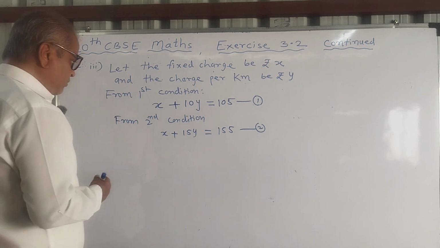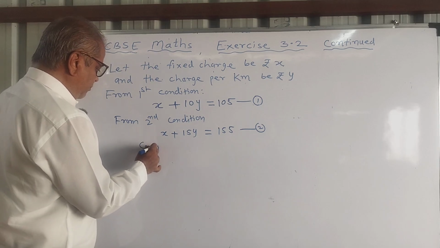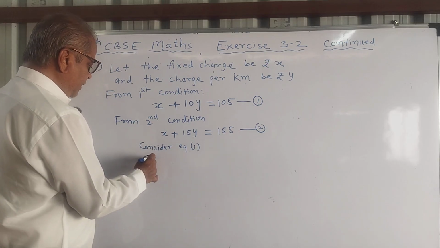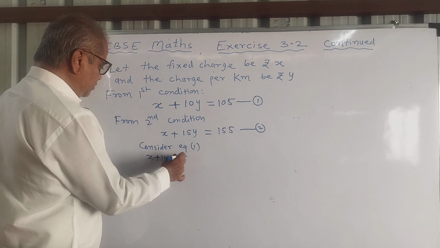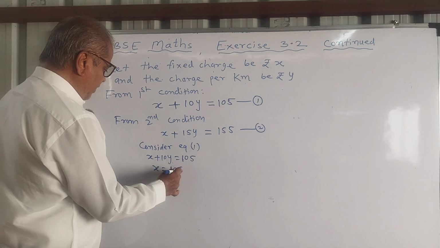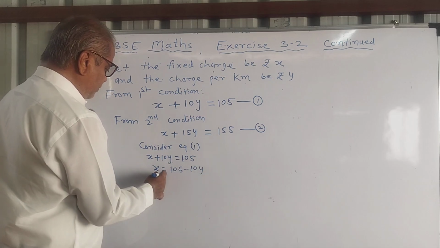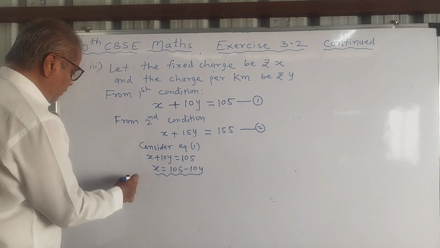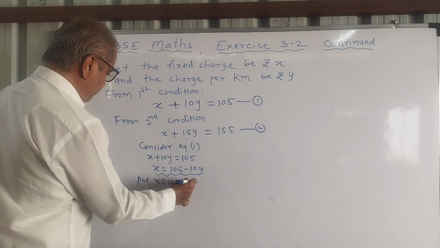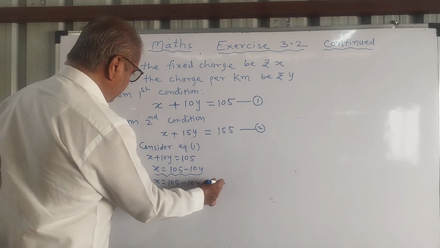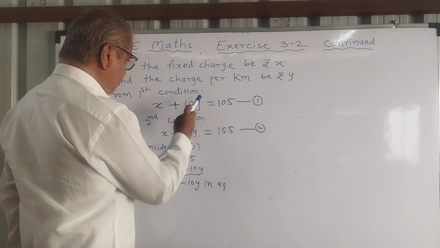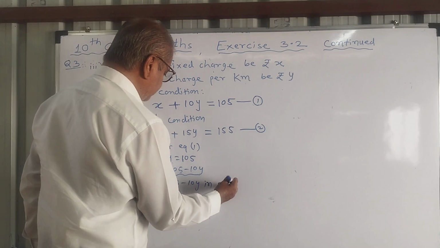So we will consider equation 1. It is x plus 10y is equal to 105. Now transfer 10y there. x is equal to 105 minus 10y. Now put this value in equation 2. We have found the value of x from equation 1, and we need to put it in equation 2.